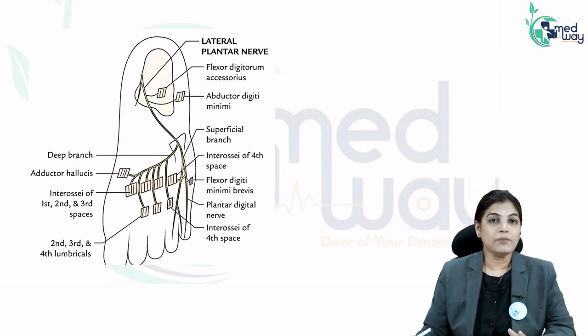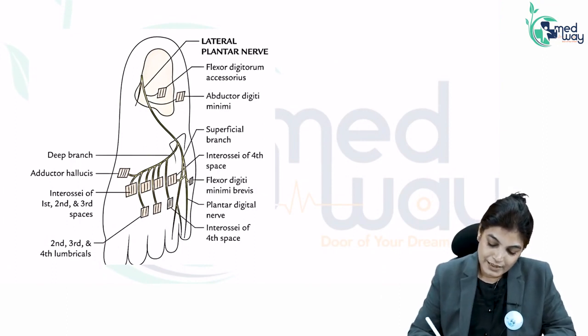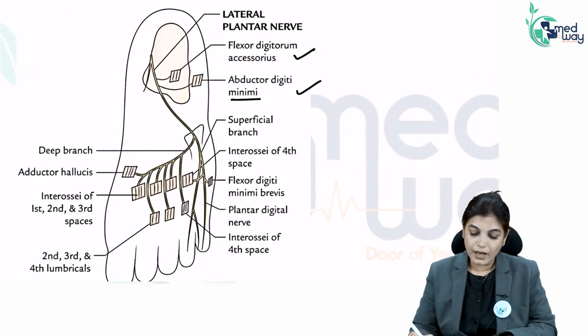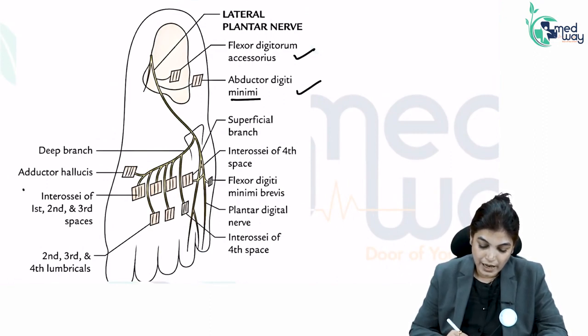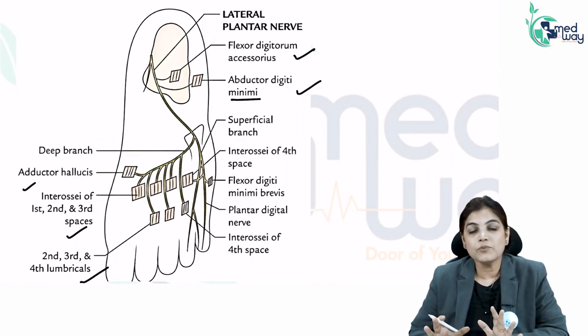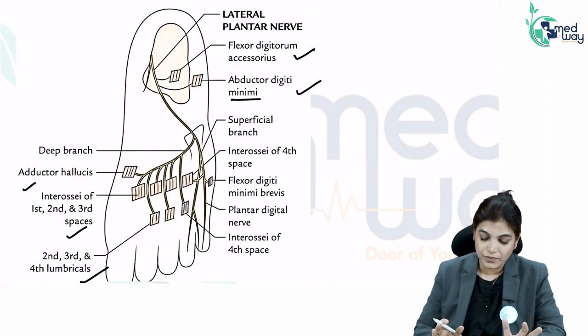So here the lateral plantar nerve innervates the following muscles. It innervates abductor digiti minimi, flexor digitorum accessorius, adductor hallucis, interossei muscles, and lumbrical muscles. Exactly, except the first lumbrical, the second, third and fourth lumbricals get innervation from the lateral plantar nerve. So basically the lateral plantar nerve gives innervation to the major muscles of the sole.